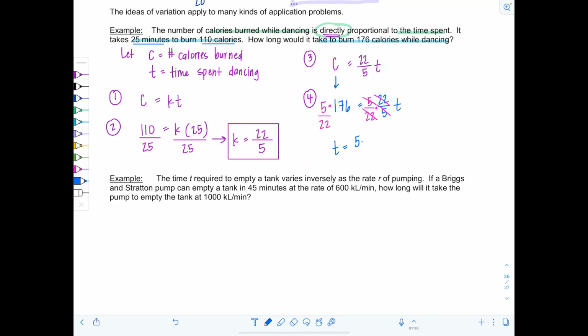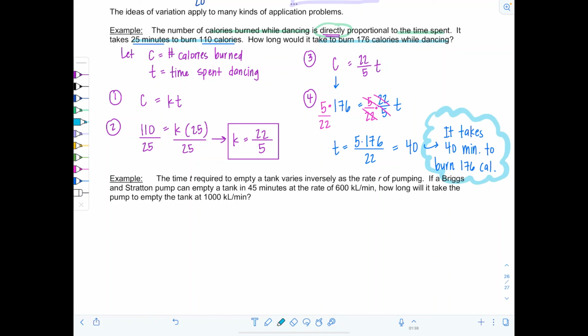So T equals 5 times 176 over 22. And this comes out to 40. So what does that tell us? That tells us it takes 40, what units are those? Minutes to burn 176 calories. Okay. Hey, that's worth it. So don't go home from the club too early. Make sure you dance thoroughly.